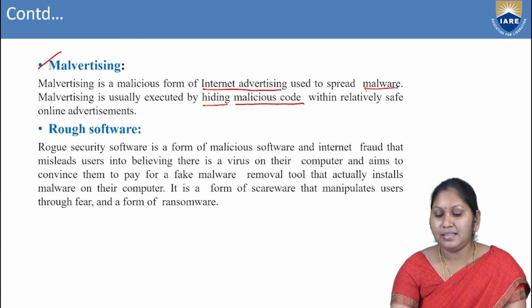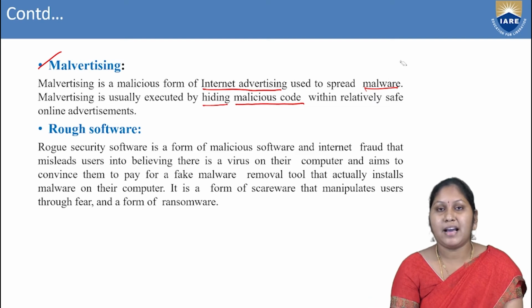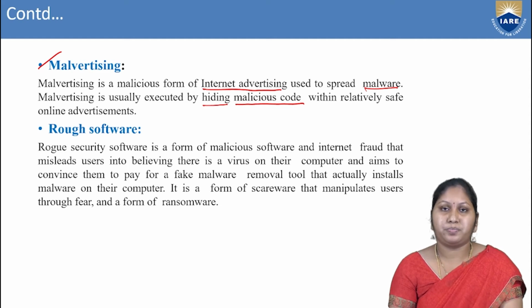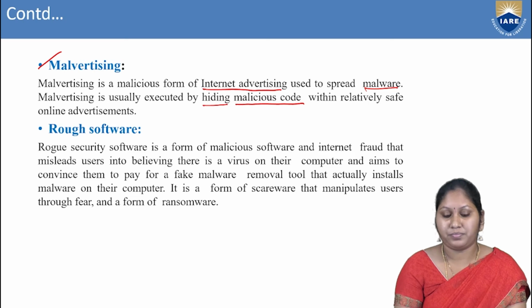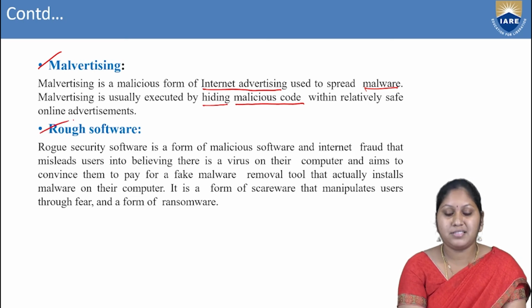Malware, we have already seen what malware is, is a piece of code used by the attackers to attack the system. Next, rogue software. What is rogue software? We'll see.